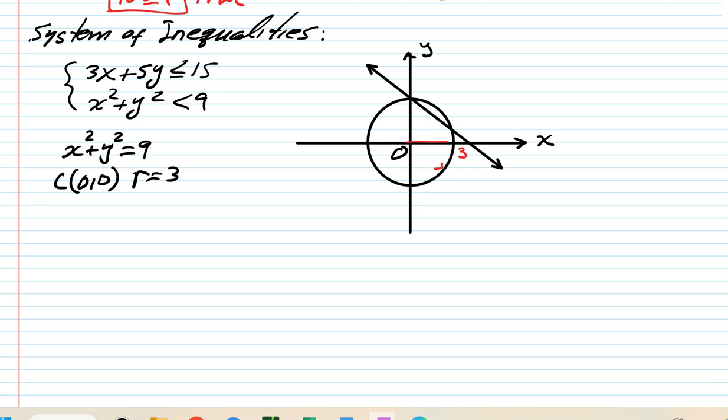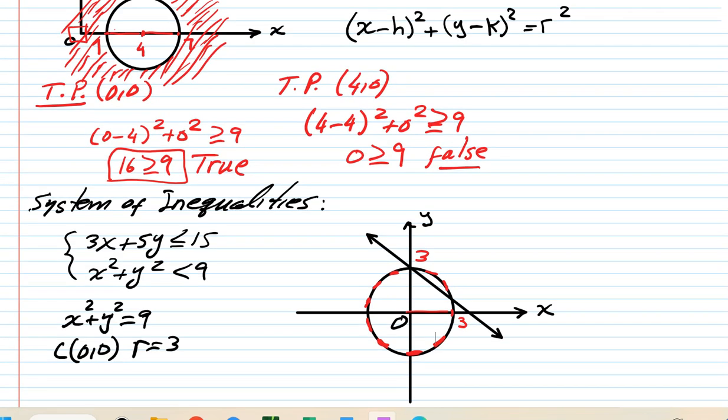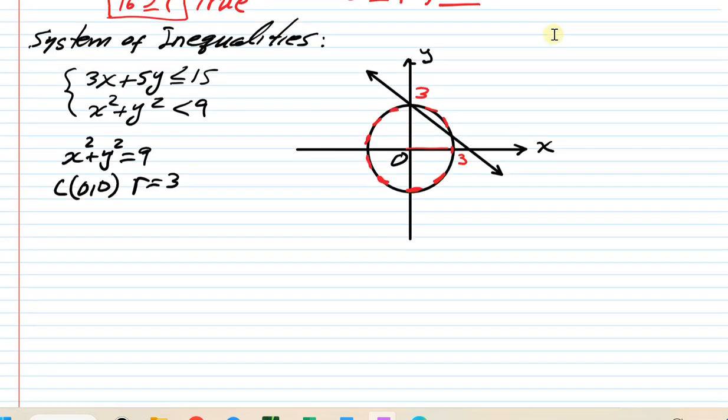So we have that one. And it makes the y component also 3. So that's how I did the circle. Now, because the inequality is less than 9, these are actually the outline, the boundary of the circle. These are going to be dotted lines. Okay, so that's what this one is.